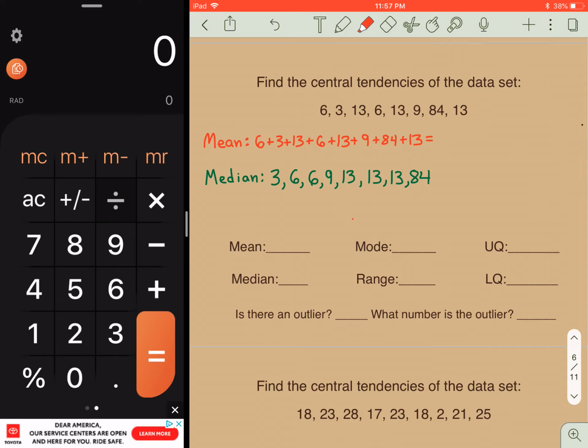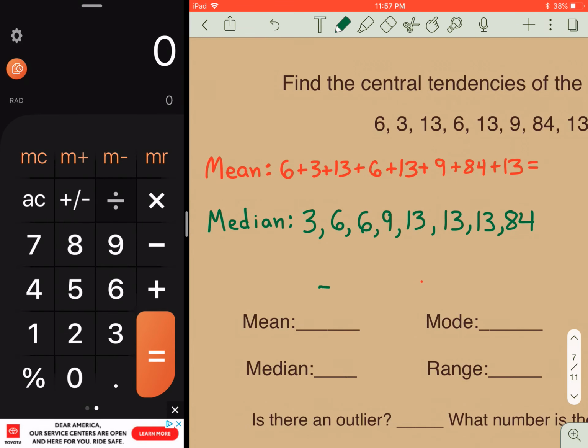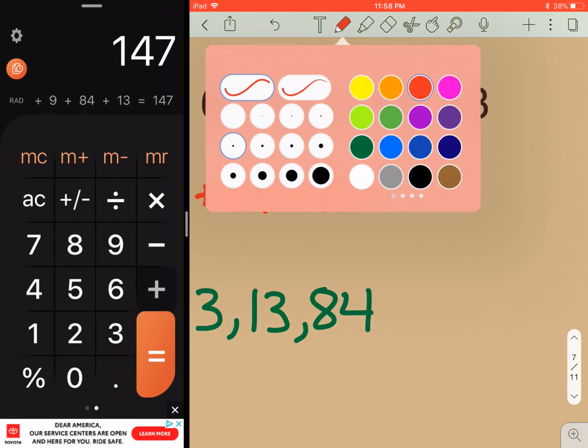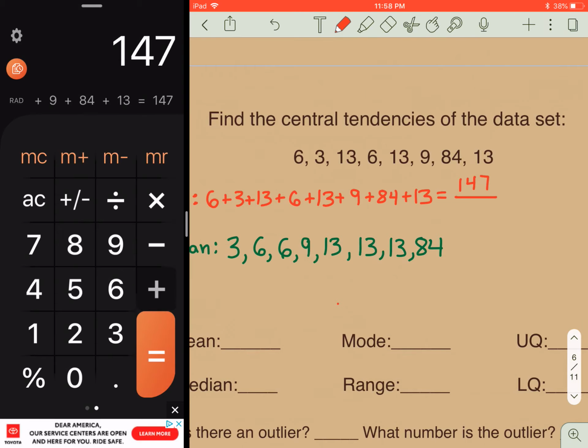Remember, to find the mean, we start off by adding all of the numbers in our data set. So there I have the mean written out. I would now use my calculator and say 6 plus 13 plus 3 plus 6 plus 13 plus 9 plus 84 plus 13. And I get the answer of 147. So I'd have 147 as my total, but that is not my mean. Remember, the mean is the sum of all the numbers in your data set, which is 147, divided by the number of numbers in your data set.